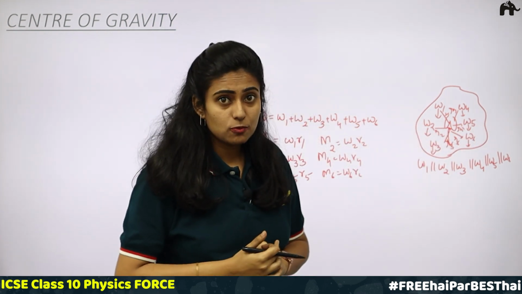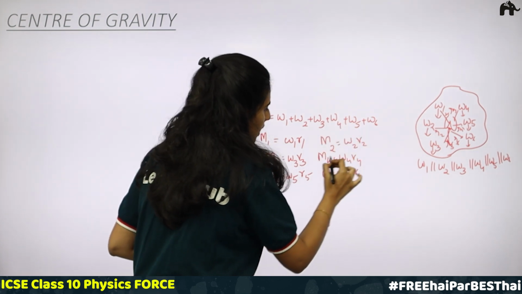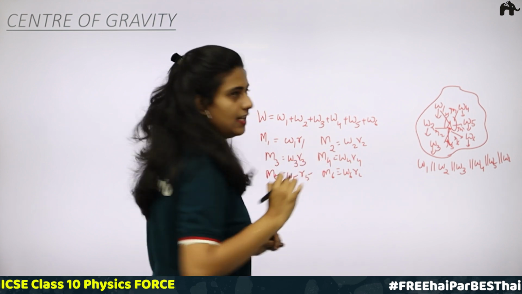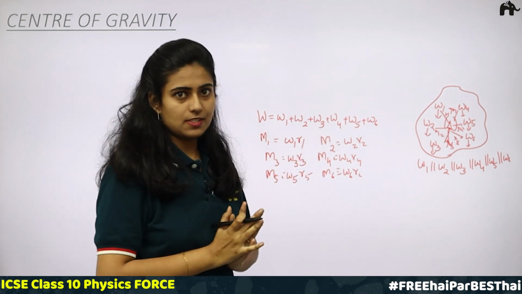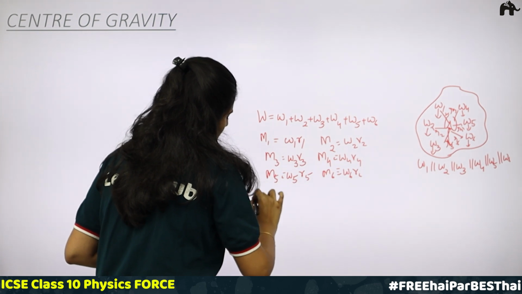They will be in the clockwise motion, which means we will be having clockwise moments. They will be taken as negative. Therefore, M4, M5 and M6 are negative. Now take the algebraic sum of this. Adding, you will be getting total moment.